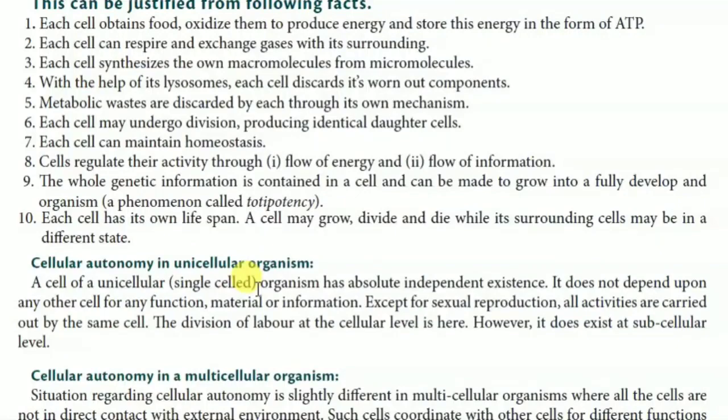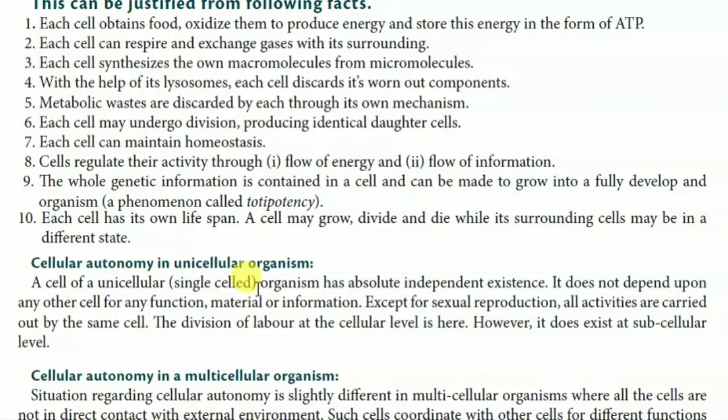Kwa hiyo totipotence ni ile tabia ambayo unachukua seli moja unaweka kwenye environment ambayo ina grow kutengeneza seli nyingine. This is normally taking place in plants. Unaweza kuchukua a cell of a carrot, a mature cell of a carrot, ukiweka kwenye kacha, ile mature cell of a carrot ina develop roots, inatoa mizizi, baadaye inaenda kutengeneza carrot kabisa, mmea.